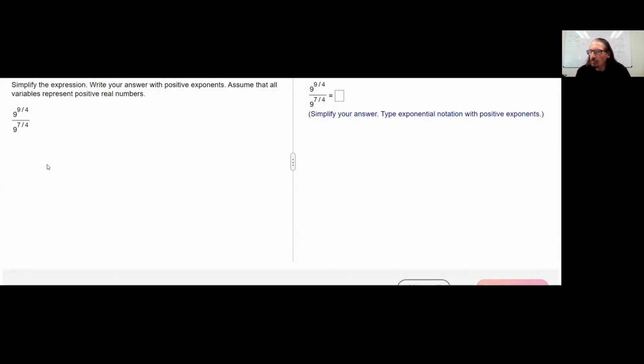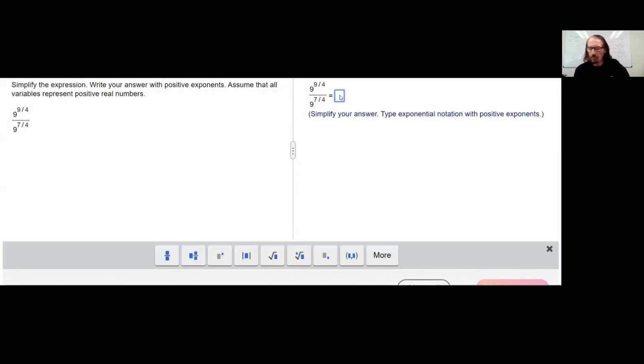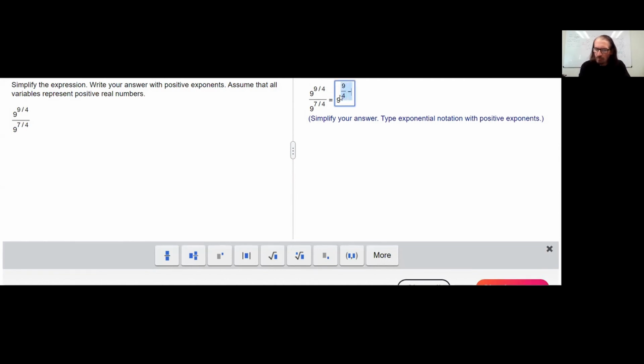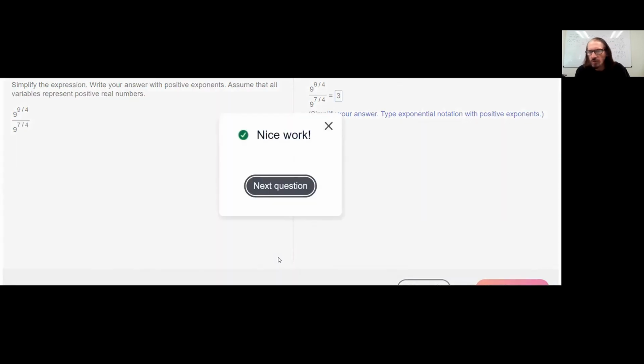Dividing things with the same base. We subtract the top exponent minus the bottom exponent. So we'll have the base of 9 raised to whatever 9/4 minus 7/4 is, and that would be 9 to the 2/4. That reduces to 9 to the 1/2, and that represents the square root of 9. So overall, we should have an answer of 3. Now they may just want us to leave it as 9 to the 1/2. Let's find out. Okay, they're happy with that.